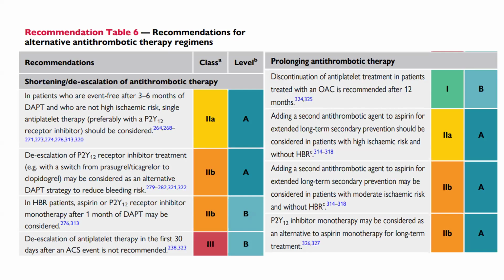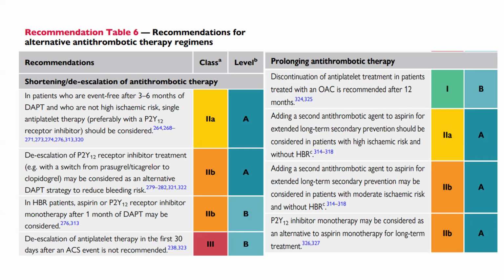In high bleeding risk patients, aspirin or P2Y12 inhibitor monotherapy after a month of dual antiplatelet therapy may be considered. So bleeding risk, or thrombotic or ischemic risk, is mainly what defines what you do. De-escalation of antiplatelet therapy in the first 30 days is not recommended post-ACS. Discontinuation of antiplatelet therapy in patients treated with an oral anticoagulant is recommended after 12 months.